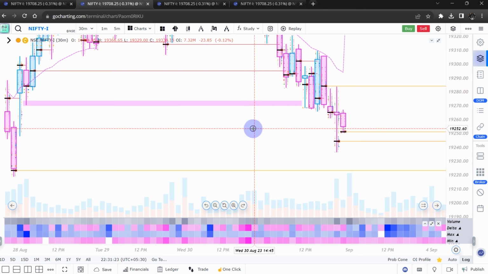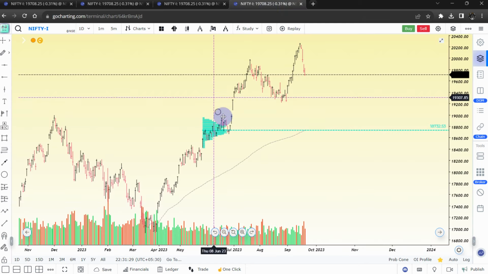So over here I've discussed all types of charts and how to use them and how you can use them in all types of time frames.